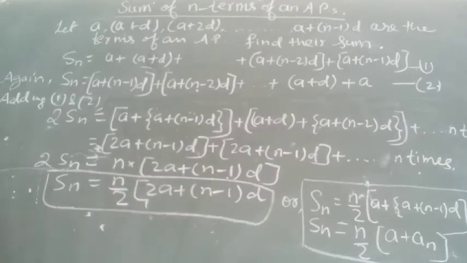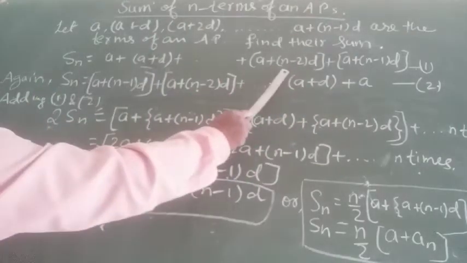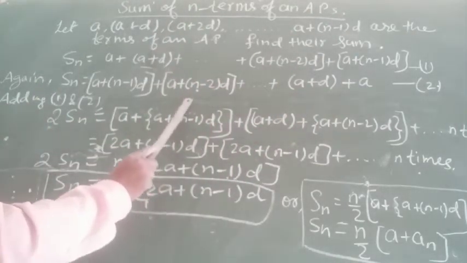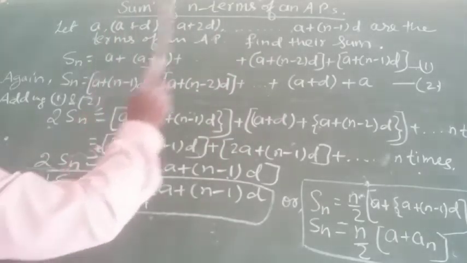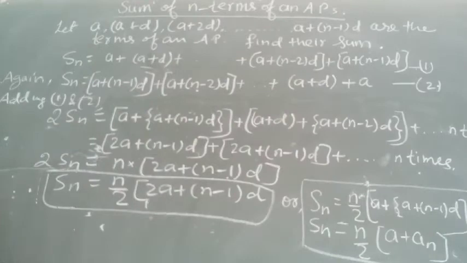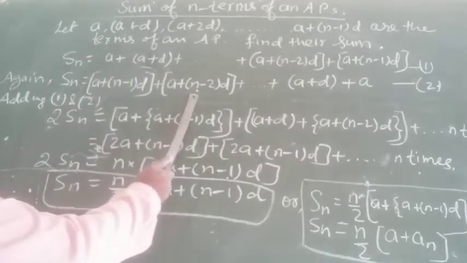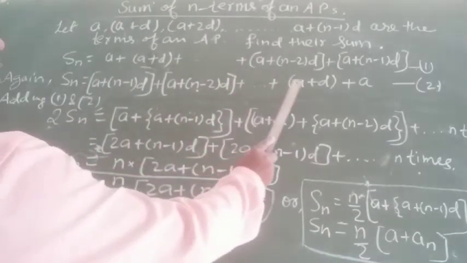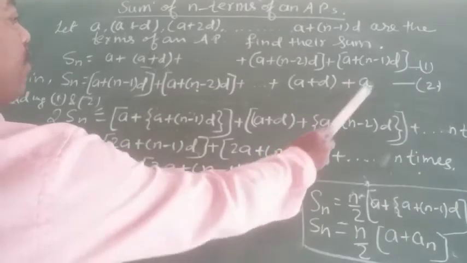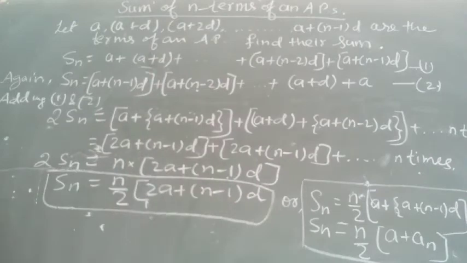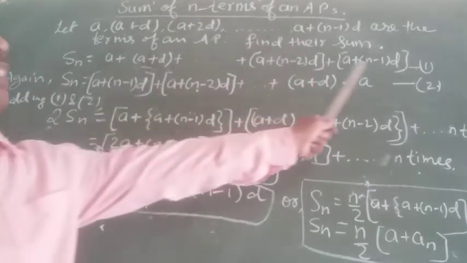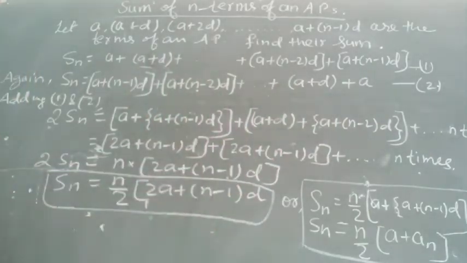So what I have done in the next line: the last term I have taken first, the second last term I have taken second, and the second term is the second last and the first term is the last. Like 100 plus 99 plus 98 plus 97, similarly going to 2 and 1. So the sum is the same. I have taken this as equation 1 and that as equation number 2.